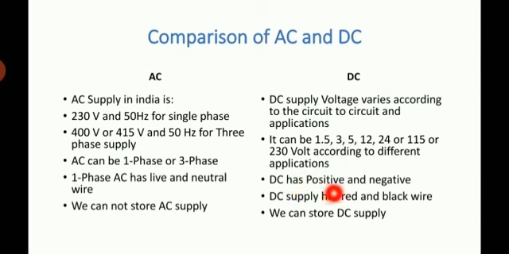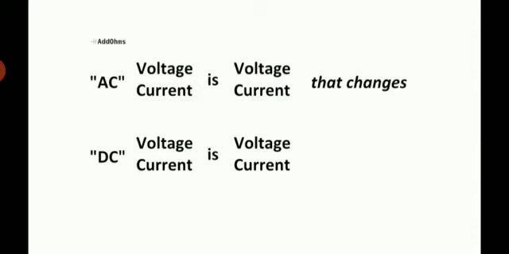So DC has 2 wires, that is positive and negative. In DC we use a red wire for positive and a black wire for negative. One important thing to remember is that we can store DC supply. Yes, we can store DC supply in batteries. So in short, we can say AC is a voltage or current that changes its value, and DC is a voltage or current that doesn't change its value. So first of all, we will see a short video on DC.